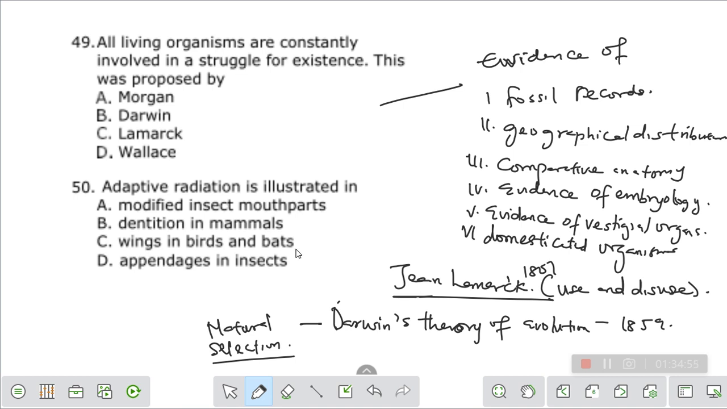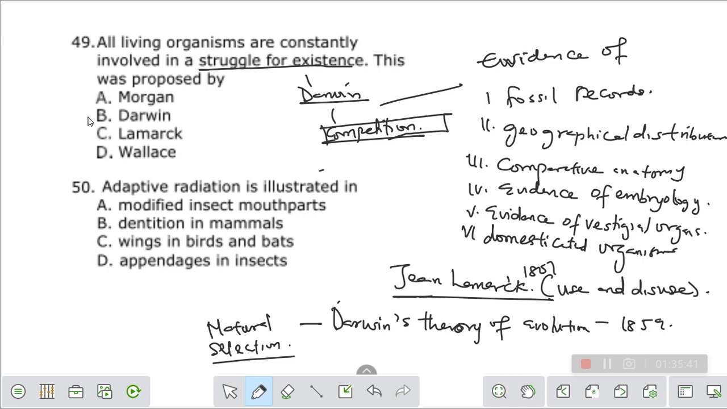Now number 50: adaptive radiation is illustrated in. So what's the meaning of adaptive radiation? That's the first thing you need to know. You have to know how to interpret the question. So what is adaptive radiation? Adaptive radiation is a rapid evolutionary diversification where a single ancestral lineage evolves into a variety of descendant species, each adapted to different ecological niches. So that is adaptive radiation. They now ask where it is illustrated.